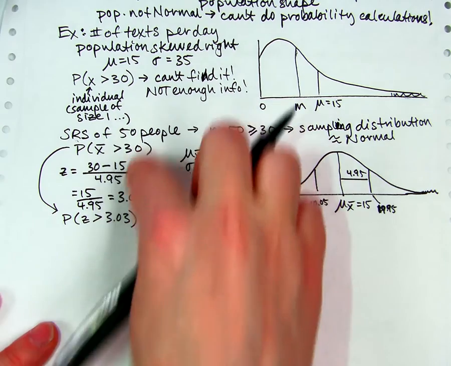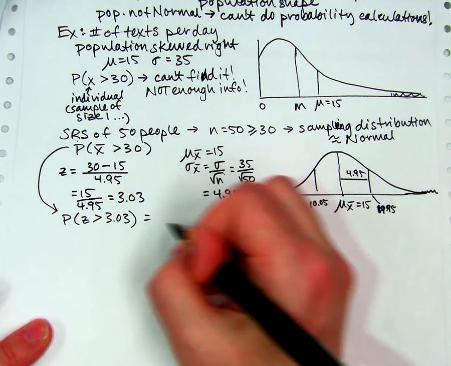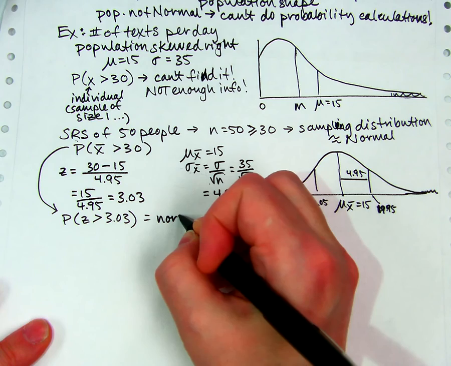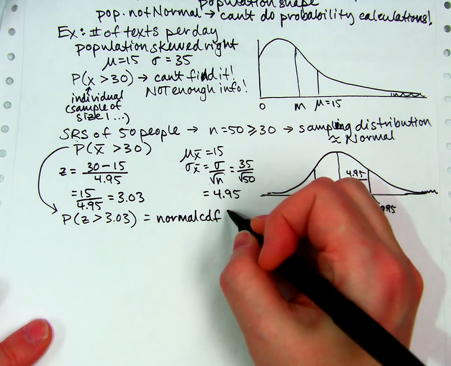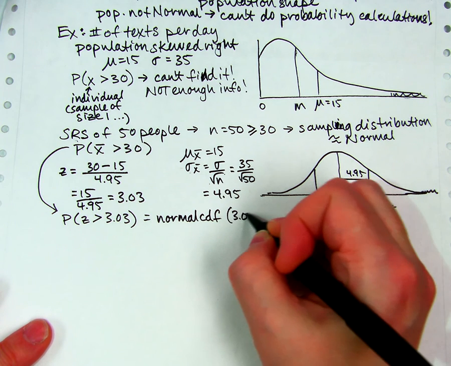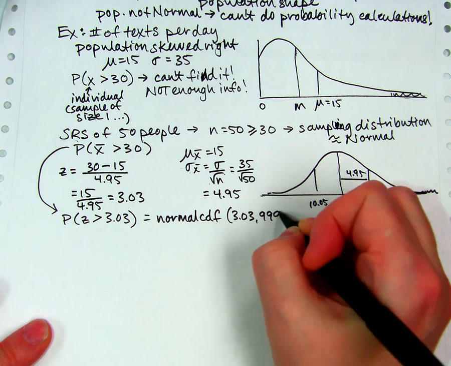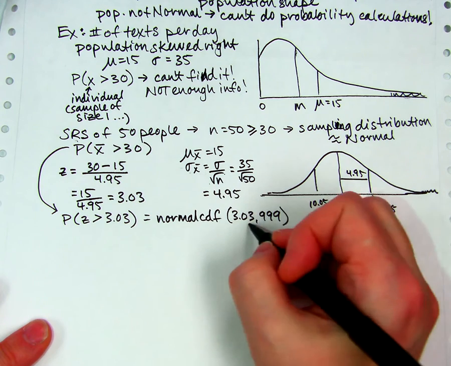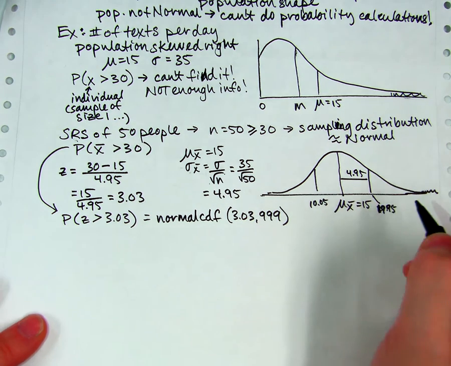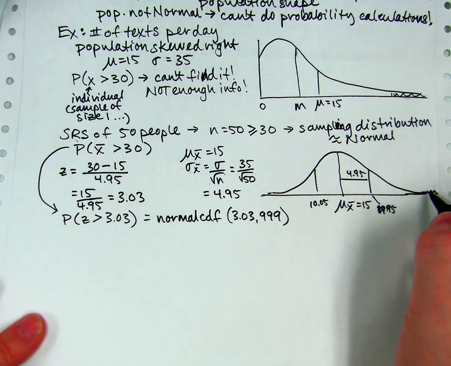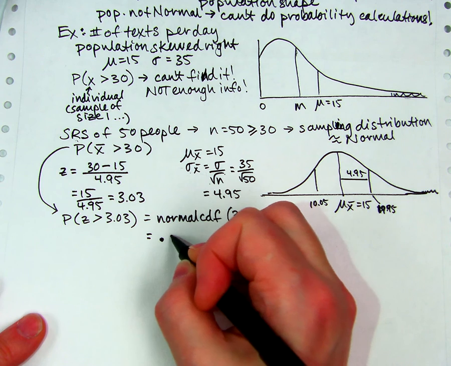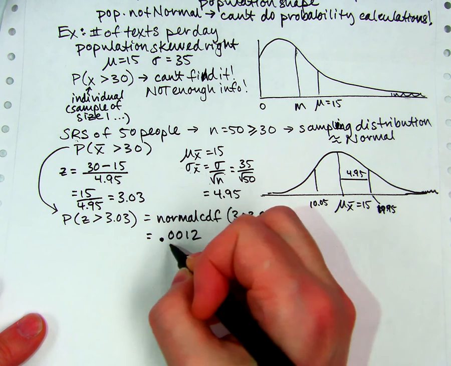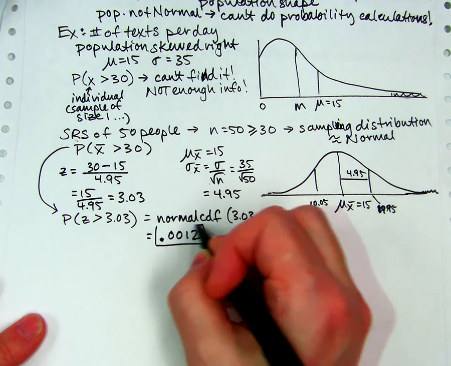So this probability is the same as this probability. I can find it by doing a normal CDF or looking it up on table A. 3.03 and 999. Notice that, again, it's a greater than, so we're going bigger than 3.03. It's going to be a really, really small probability. And I typed it earlier, so I'll just give that to you, 0.0012, or less than 1% chance.